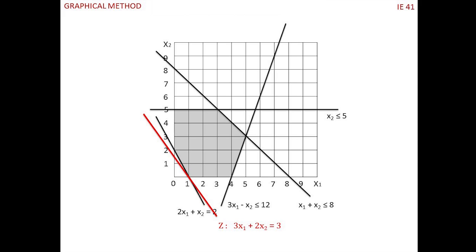In general, for a maximization problem, we move the objective function line away from the origin, and the last corner point it touches will be the optimal point. For a minimization problem, we generally move the objective function toward the origin, and the last corner point it touches will be the optimal point. In our case, we move the objective function away from the origin, and we can see that the last point it touches is the point x₁ equals 5, x₂ equals 3. This is the optimal solution and would result in maximizing the value of z to 21.